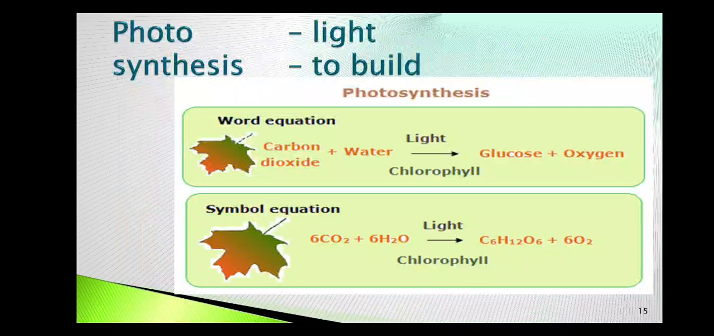And now we'll see the raw materials which are necessary for photosynthesis. There are four raw materials which are necessary for photosynthesis. First, sunlight. So the energy we get from the sun. Number two, water. The plants absorb the water from the soil through the roots. Third, carbon dioxide.